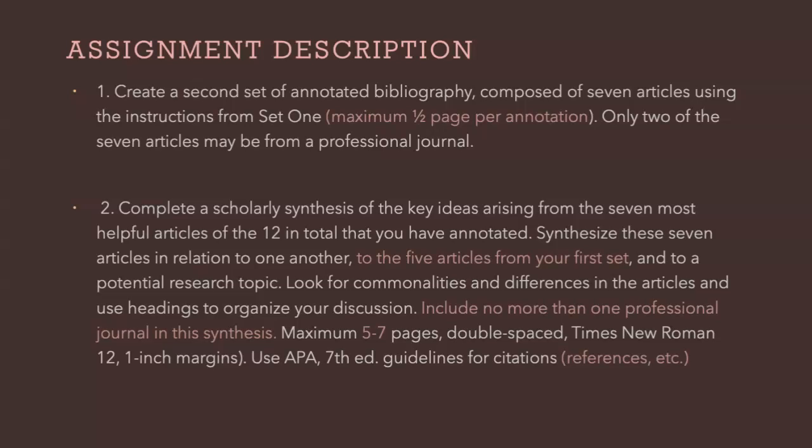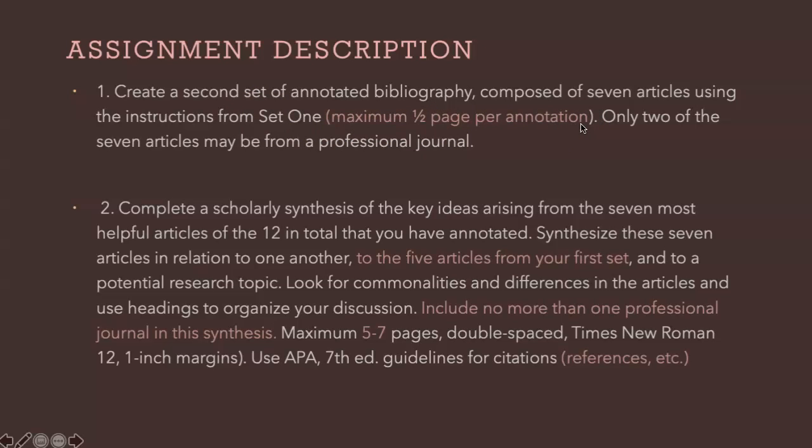I know some of you are already working on this assignment, so I hope that this will be helpful to you as you move to completion of it. So the first part is that you're going to create a second set of annotated bibliographies that are composed of 7 articles. So instead of 5 this time, you'll have 7, using the instructions from set 1. So the format will be the same, except that you are only being given a half a page per annotation.